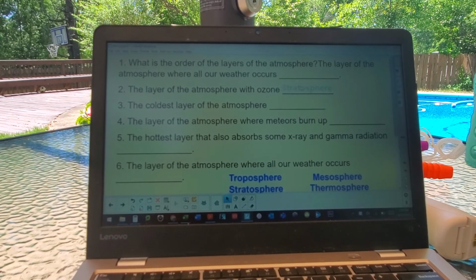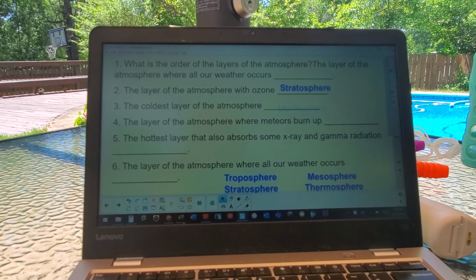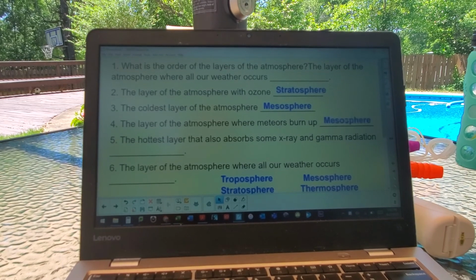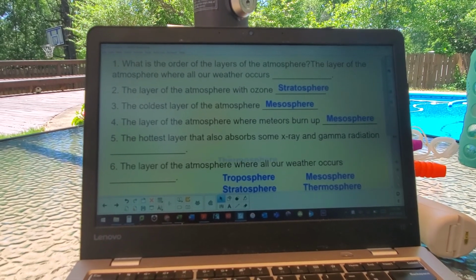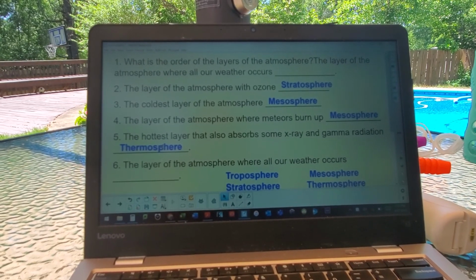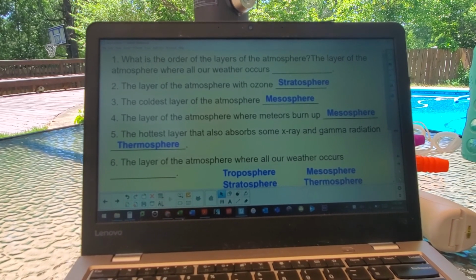The coldest layer of the atmosphere, that's going to be the mesosphere. The layer of the atmosphere where meteors burn up, that's also the mesosphere. The hottest layer that absorbs all those X-rays and gamma rays, that's the thermosphere. That's the area that helps make the aurora borealis, because they're absorbing all that high intense radiation from the sun.